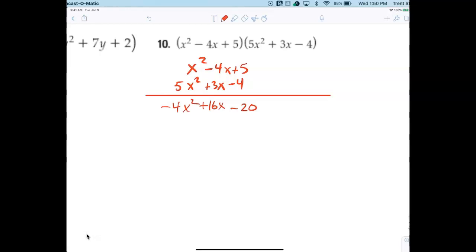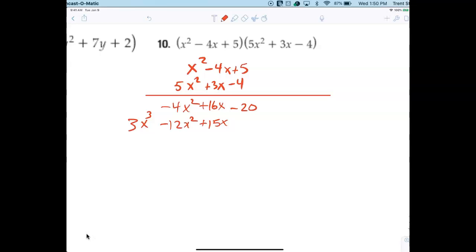Okay. Now I'm doing the 3x. 3x times 5: positive 15x. 3x times negative 4x: negative 12x squared. And then 3x times x squared. Come on. 3x times x squared. Yes, 3x cubed. All right.